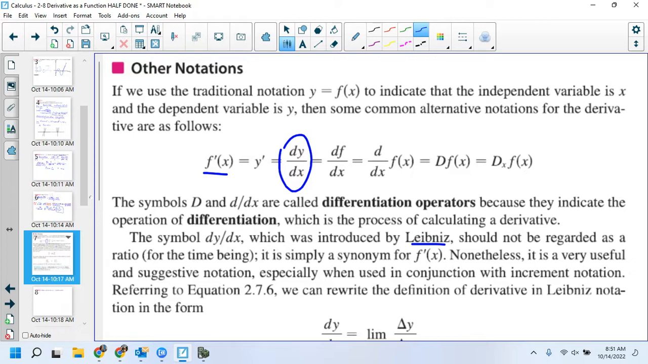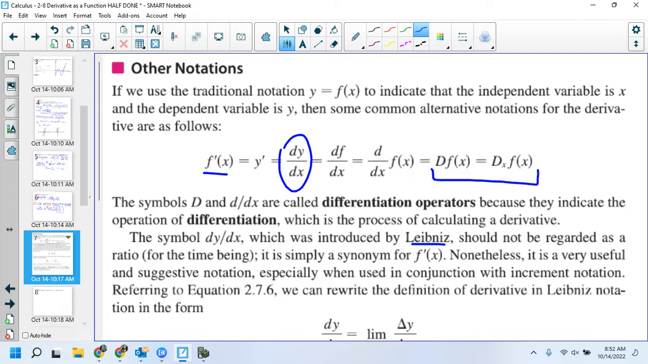Another way to write that is df dx, df over dx. This d over dx is kind of like saying the derivative of. So if you say dy dx, that's kind of saying the derivative of y with respect to x. D over dx of f of x, that's another way to write it. I hardly ever see this. I see Leibniz notation a lot. I see dy dx. I see d over dx of f of x. But I will be sticking to f prime of x or y prime. That's the one I like to use.